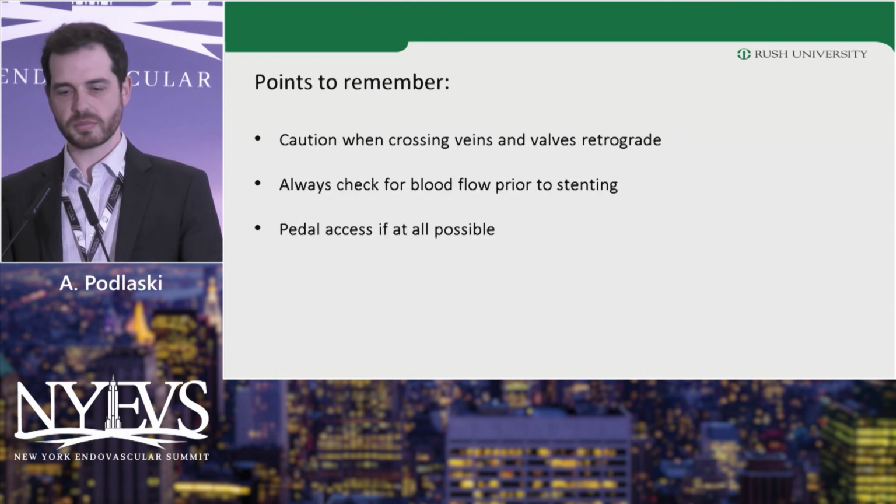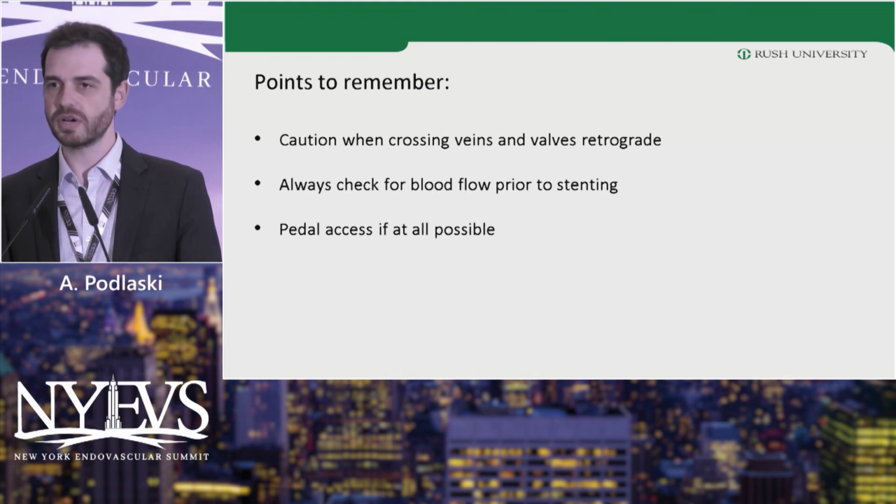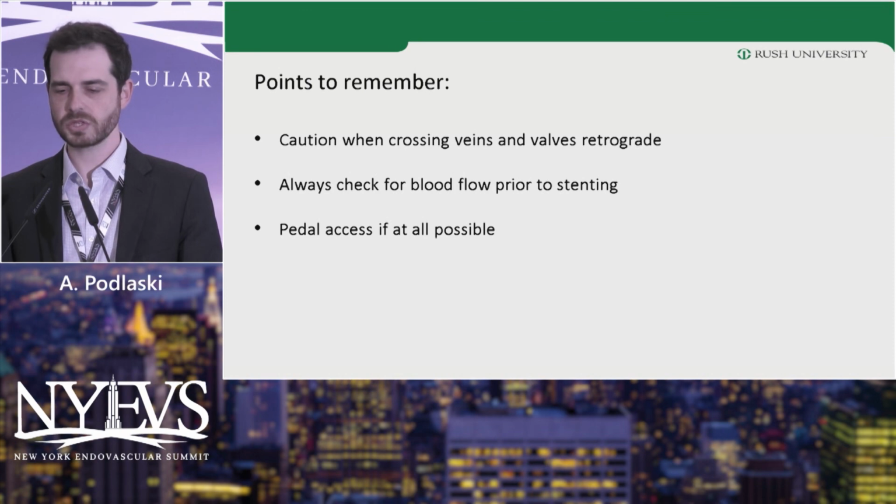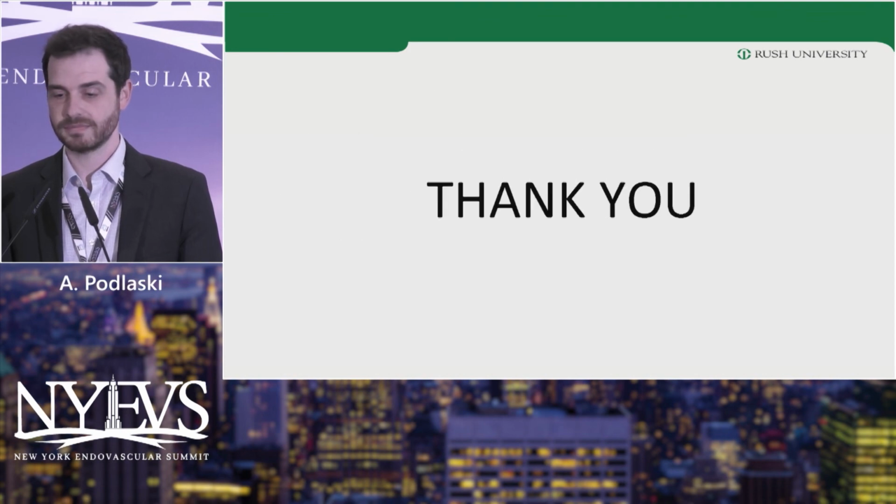So just a couple points to remember on this. Always have caution whenever you're crossing veins, as valves are retrograde, even if you use a valvulotome to try to break the valves with a balloon. You should always check for blood flow prior to actually stenting, which we did not do before this, and then get pedal access if at all possible to avoid that situation. But despite all that, I think anterior tibial vein DVAs are definitely a viable option for patients that have no other options. Thanks.